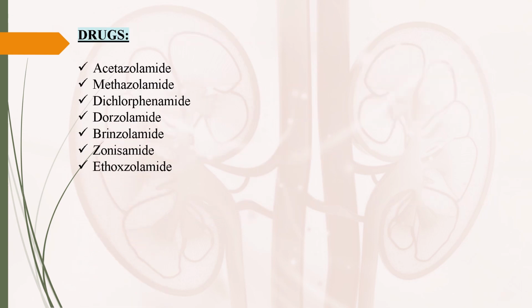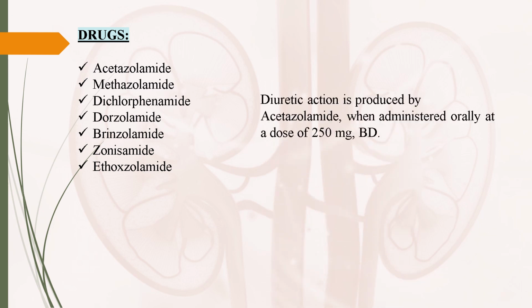Drugs included in this group are acetazolamide, methazolamide, dichlorphenamide, dorzolamide, brinzolamide, zonisamide, and ethoxzolamide. Among these drugs, diuretic action is produced by acetazolamide when administered orally at a dose of 250 mg twice daily.